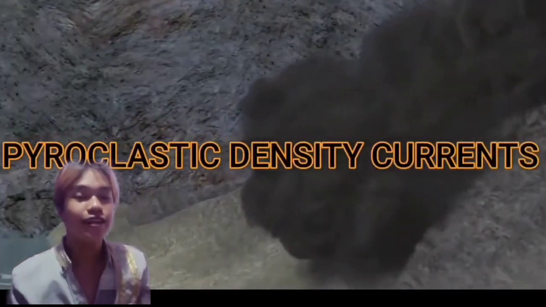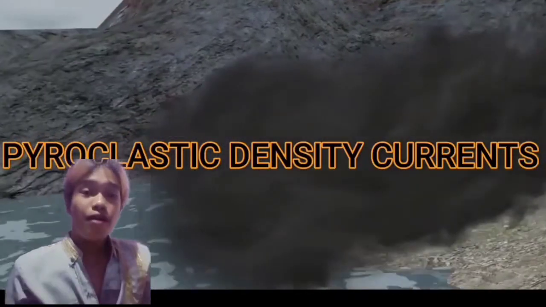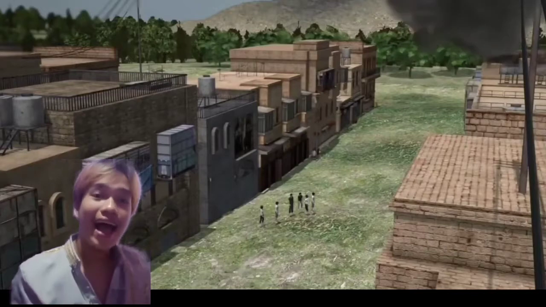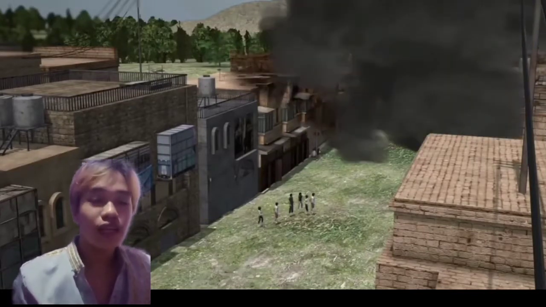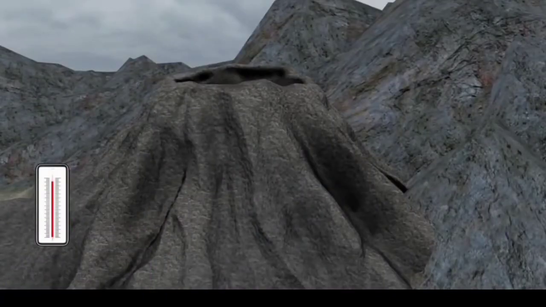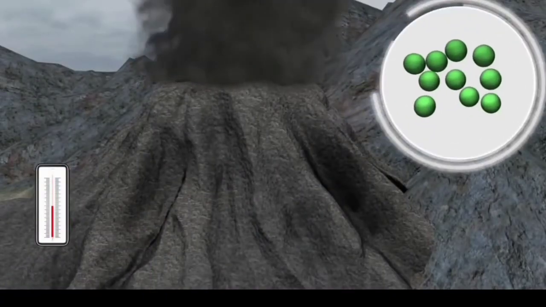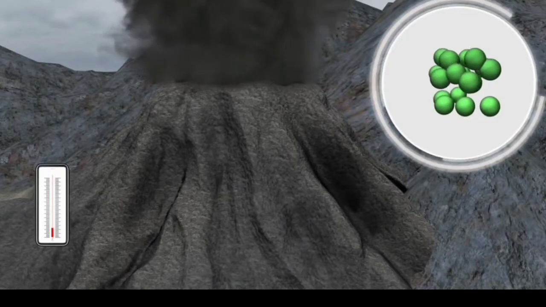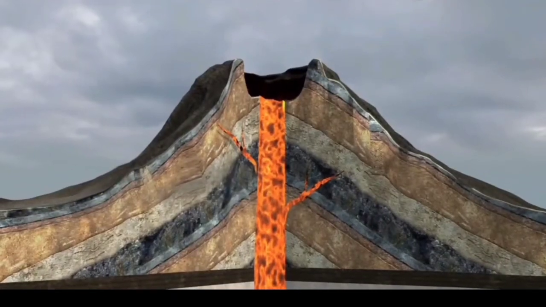Pyroclastic density currents, or PDC, are mixtures of fragmented volcanic particles, hot gases, and ash that rush down from the volcanic slopes at high speeds. They are the most lethal of all volcanic hazards and can cause incineration, asphyxiation, abrasion, dynamic pressure impact, and burial in hot volcanic material.